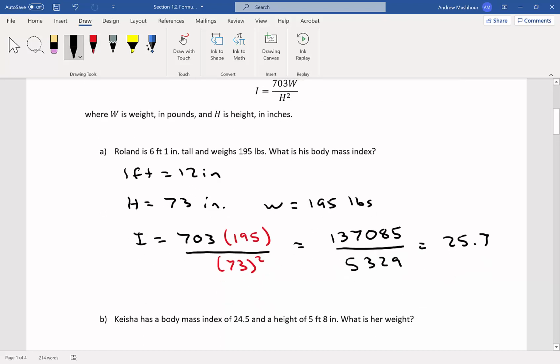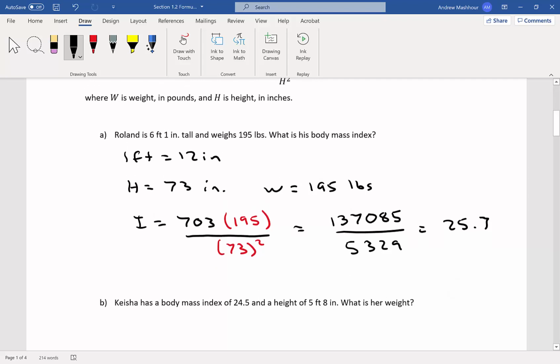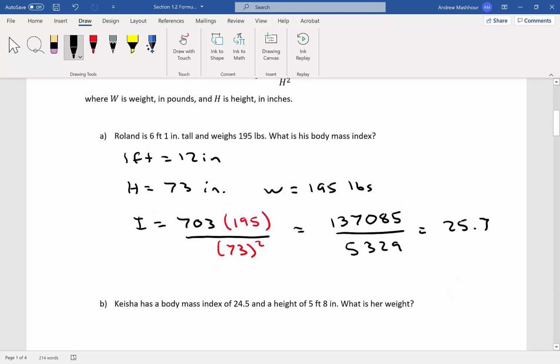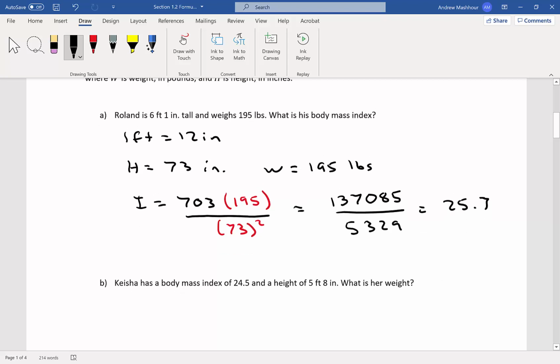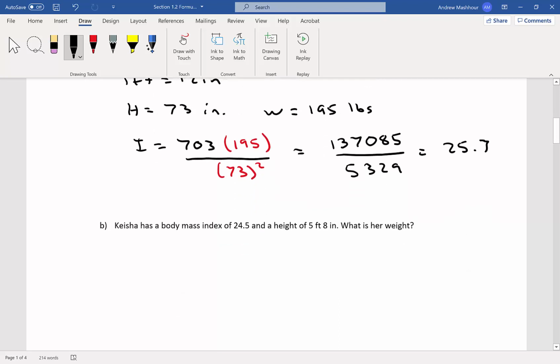Let's take a look at another one. So it says Keisha has a body mass index of 24.5 and a height of 5 feet 8 inches. What is her weight? Okay, so this time we're given different information. We're given her body mass index and we're also given her height. This time we want to figure out what her weight is. Okay. So let's go ahead and write out the formula for body mass index. We had I is equal to 703 times W all over H squared.